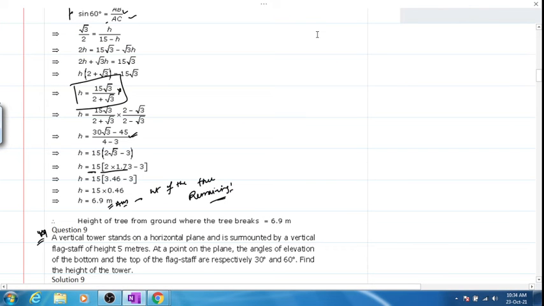It's a very similar figure to that Flagstaff question. Vertical tower, horizontal plane, there's a flagstaff of height 5 meters. At the point on a plane, the angle of elevation of the bottom is 30 and 60 degrees. You have to find the height of the tower.